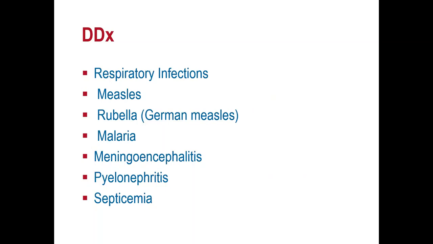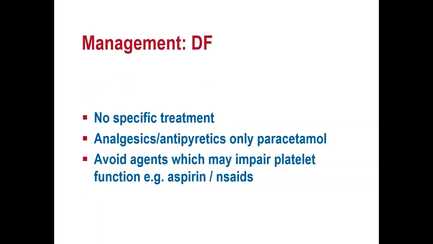There are some differential diagnoses that we can confuse with a patient of dengue fever: viral infections, measles, rubella, that is basically German measles, malaria, meningoencephalitis, pyelonephritis, and septicemia.